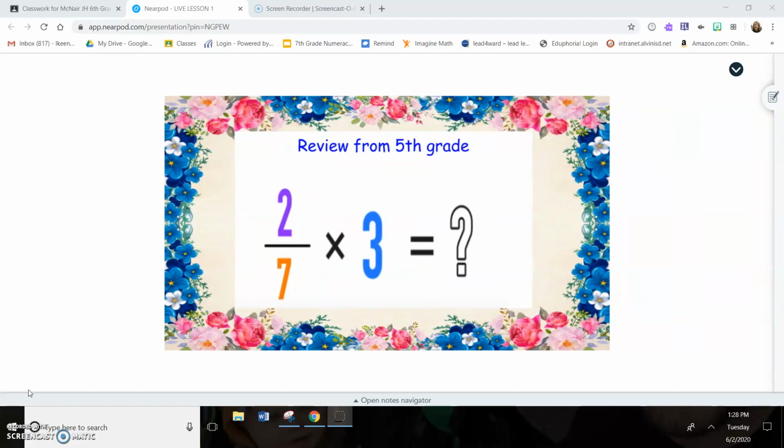All right, so this is your review from 5th grade. In 5th grade, you learned how to multiply a fraction by a whole number. So what I would like for you to do really quickly is to try to solve this problem. Go ahead and pause your video right here for a second and try to solve the problem that we are working on. Once you have an answer, come back, restart the video, and we will go over your answer together. So again, pause right now, solve this question, and then unpause your video.